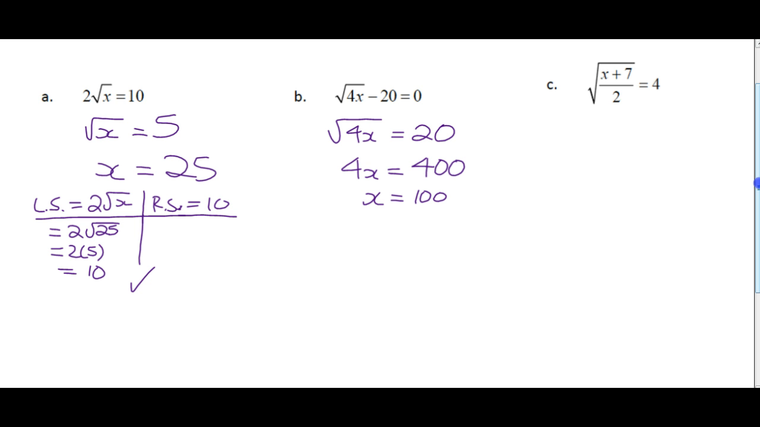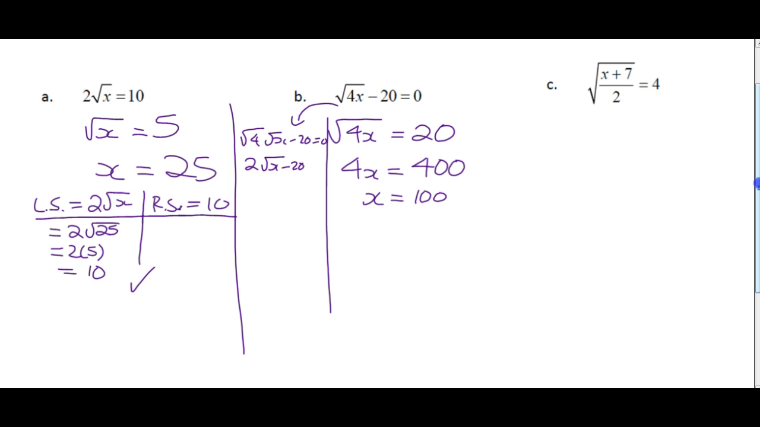Okay. Now there's an alternate way you could do this, right? You could say I've got root 4 root x minus 20 equals 0, or 2 root x minus 20 equals 0, right? Because the root 4 can be pulled out, and you just say that's 2 root x. And then you would add 20 to both sides, then divide both sides by 2, and then square both sides. Okay, so that's an alternative solution, right?